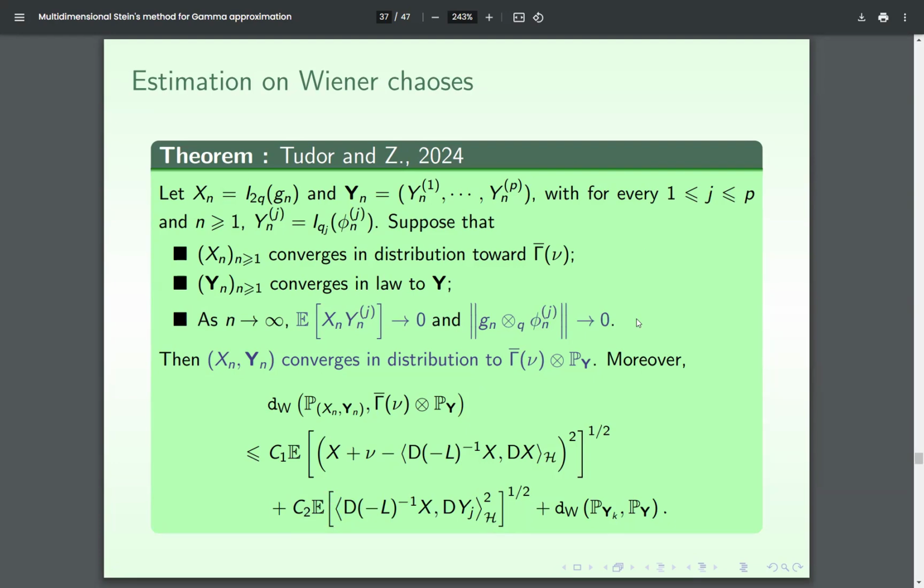We have only two conditions which are quite natural. Question: the product of the gamma distribution with the law of Y, what is it? Product with Q. Where is Q? Oh my God, I forgot. I think there is a factor Q over there. Yeah, you're right.